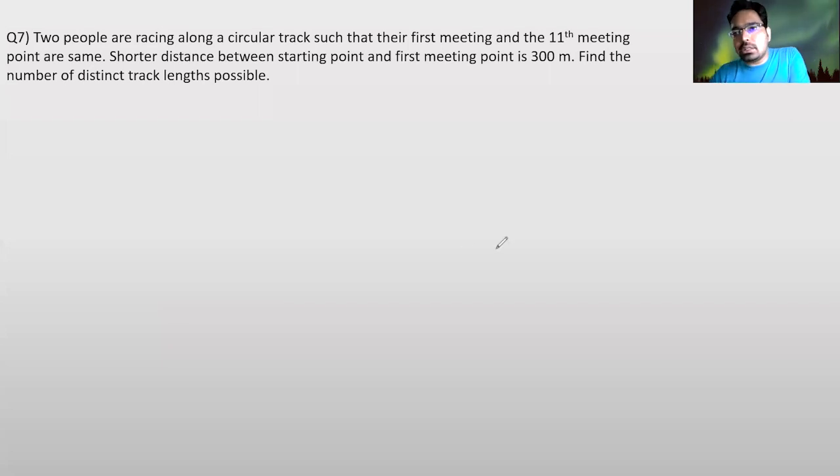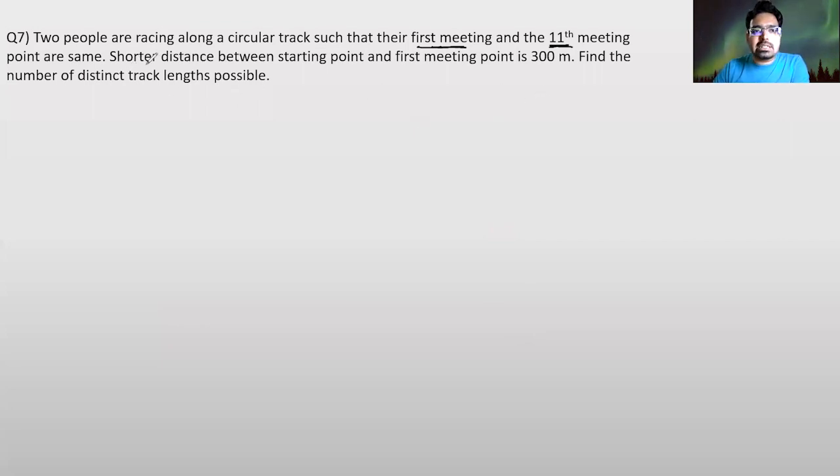Let's have a look at this particular thing. Now, there are a few hints always, of course, available on the question. You can call them hints, you can call them the data available, whatever that may be. Okay. So 2 people are racing along a circular track such that their first meeting point is the same as the 11th meeting point. Now, how many distinct ways can that happen?